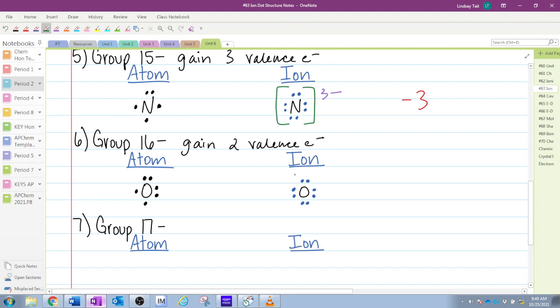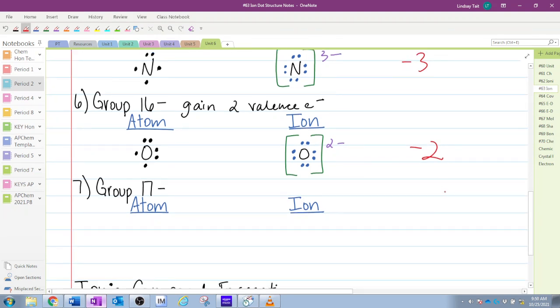Step 3, stick it all in brackets. Step 4, if I gained 2 electrons, my charge will be -2, which we can now generalize to every atom in group 16 that forms an ion. They would form ions with a -2 charge.